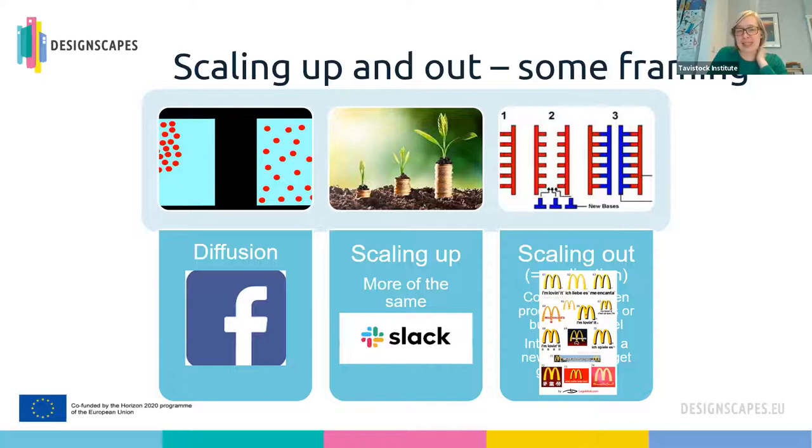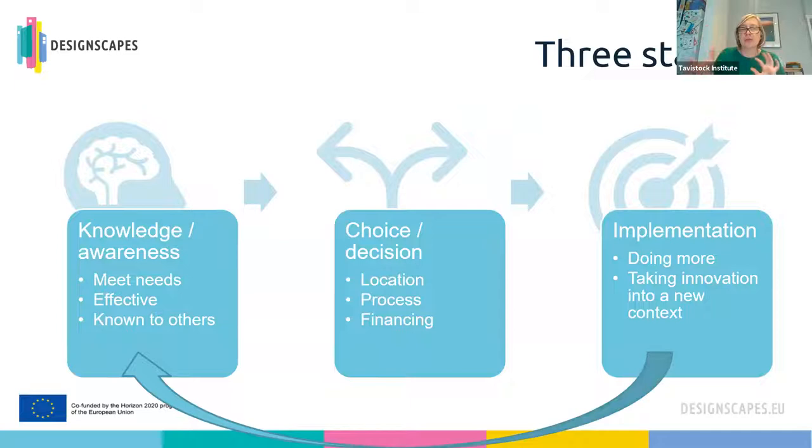The scaling is generally a three-stage process, and it would be interesting for you to think about where you are in that. There's the initial knowledge and awareness stage, where you work out whether the intervention meets the needs, whether it's effective, whether it does what you'd like it to do, and whether others know about it and how that happens.